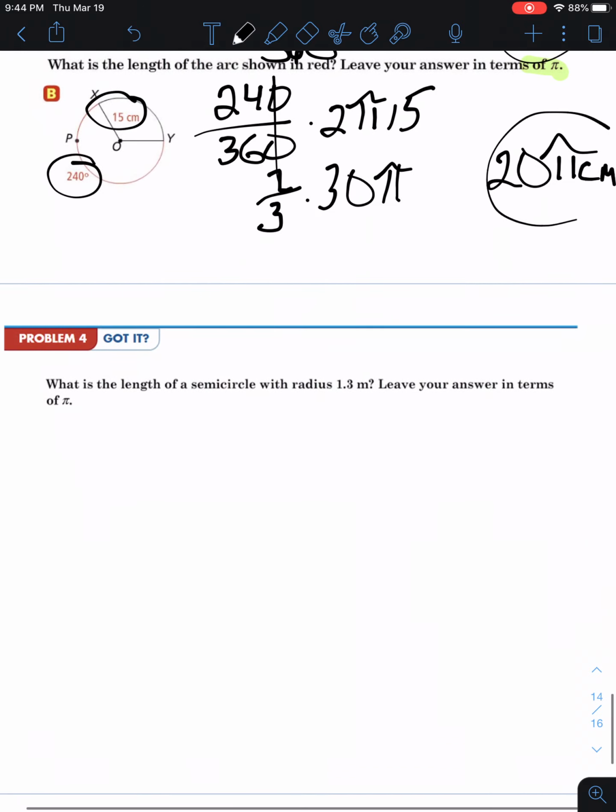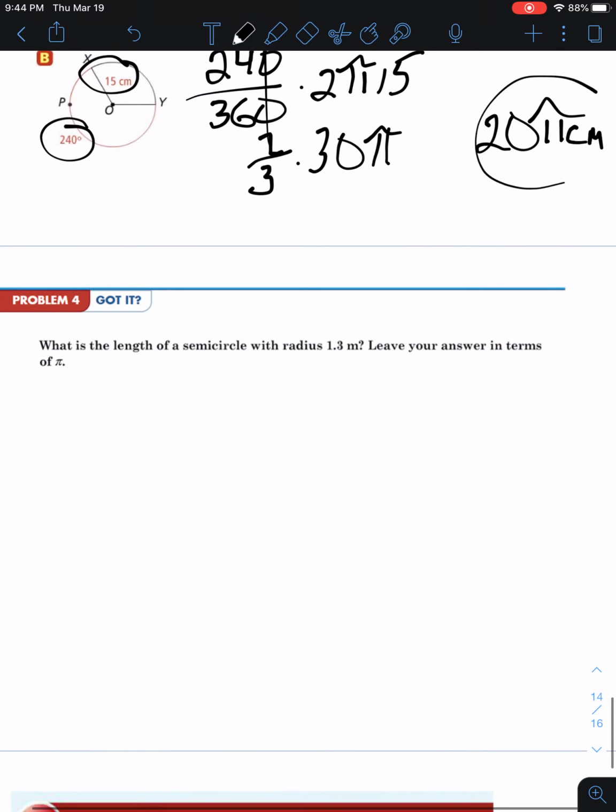All right, here's where you're supposed to do it. So, what is the length of a semicircle? All right, try to draw a circle. Yeah, that's my potato head here. All right, and the radius, 1.3 meters from the center out to the circle. What's the length of the semicircle?